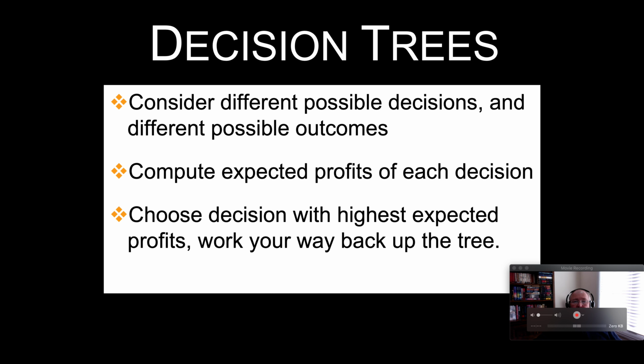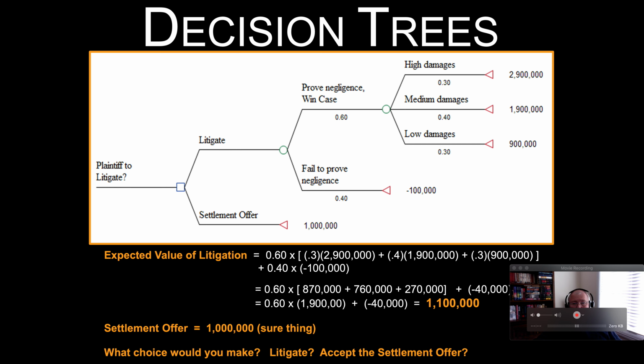Let's look at some decision trees that can help us make good decisions as to whether or not we expand capacity or whatever the case may be. So decision trees are just a simple tool that help you consider different possible decisions and different possible outcomes. So we would compute expected profits or consequences, more generally speaking, compute expected consequences of each decision. And then we can choose the decision, if we want, that leads to the highest expected profit. And you can work your way back up the tree. So let's look at a quick example here.